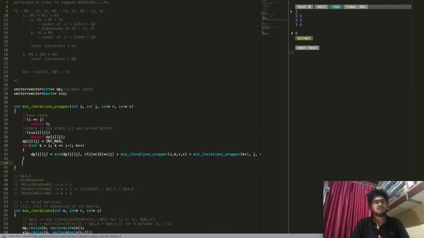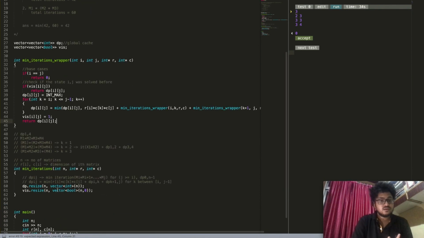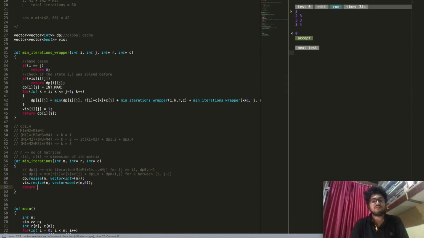Now that we have computed the value of DP of I comma j, we need to mark this state as solved. And then all we need to do is return the value of DP of I comma j. Alright, so this completes our wrapper function. Now in the min iteration function, I know that my final answer is given by DP of 0 comma n minus 1. So I am going to call my wrapper function with those states, that is 0 comma n minus 1 comma R comma C, and this should give me the final answer that I'm looking for.